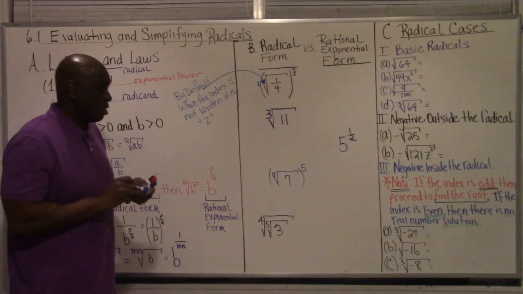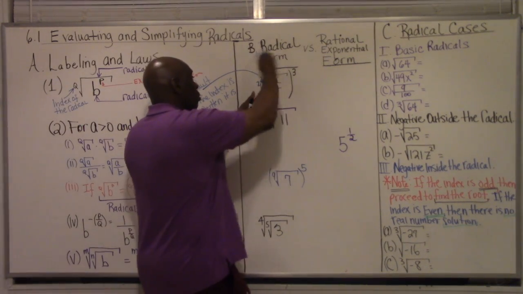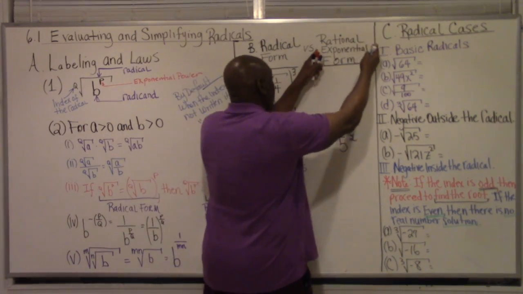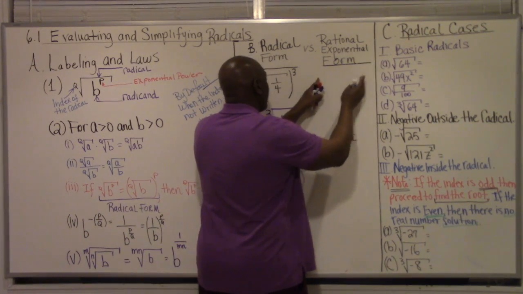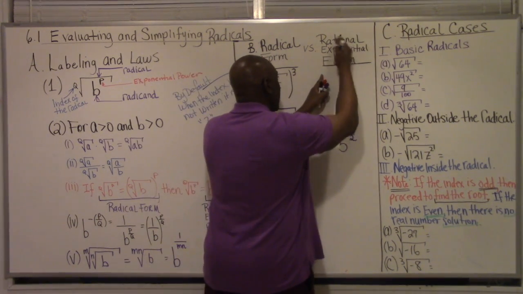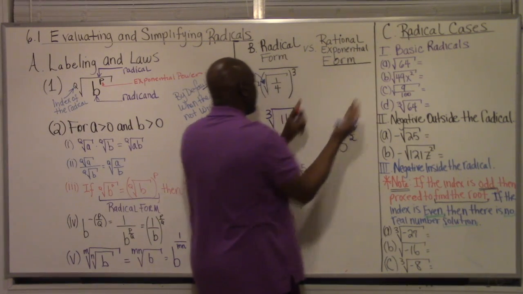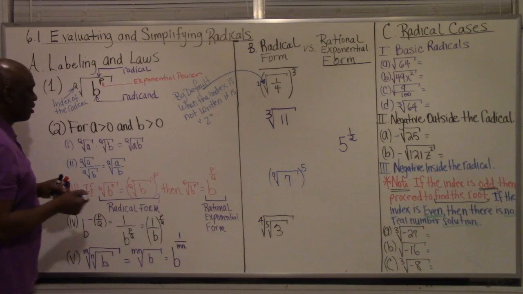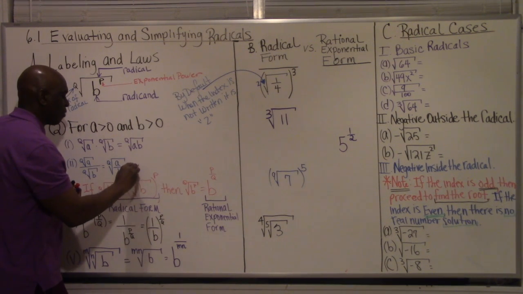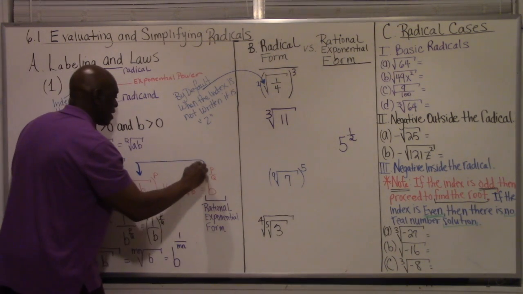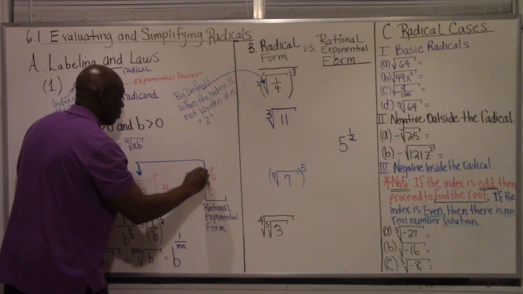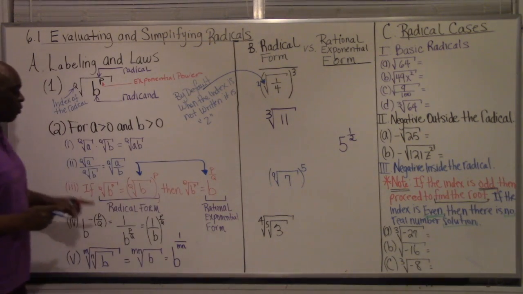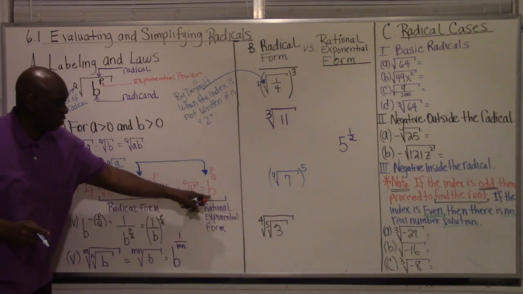That's the index. So let's rewrite this radical form into rational exponential form. Here's the rule. If it looks like this rule here, we want to write our radical as a rational exponent.